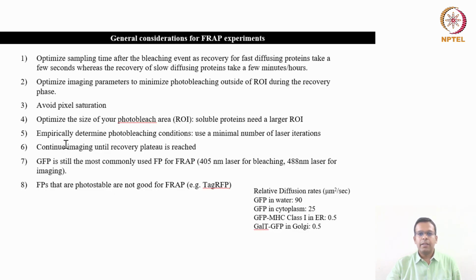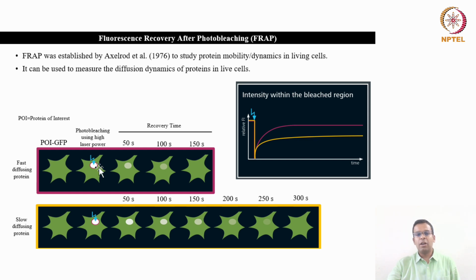The next thing is empirically determine photo bleaching conditions. Use a minimum number of laser iterations. So what it tells, generally microscope software allows you to go for multiple iterations to bleach this area, because sometimes it is possible that even if you are using 100% laser power with, let's say, 30 milliseconds of pulse, with one pulse you may not be able to bleach this spot completely. You may need several iterations, like you may need 5 iterations of 30 milliseconds to bleach this spot. Okay, so try to minimize the iterations.